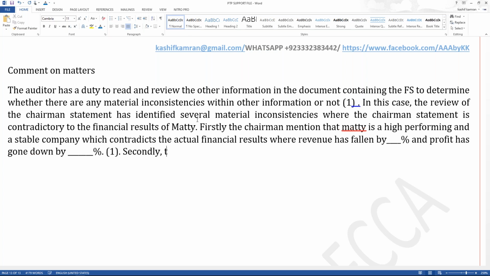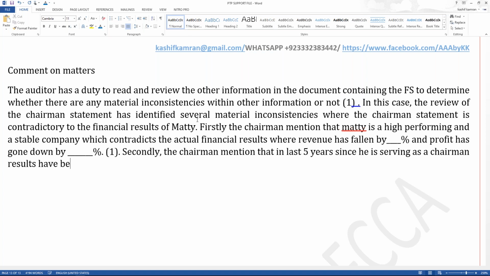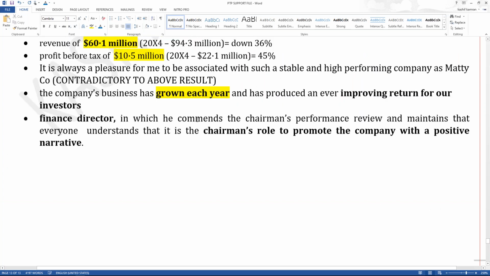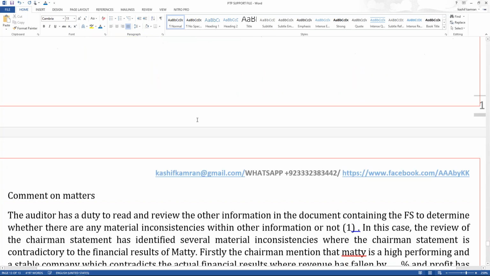Secondly, the chairman mentioned that in the last 5 years, since he is serving as a chairman, results have been, let me copy that statement, has produced ever improving returns, grown each year, and good results to shareholders.